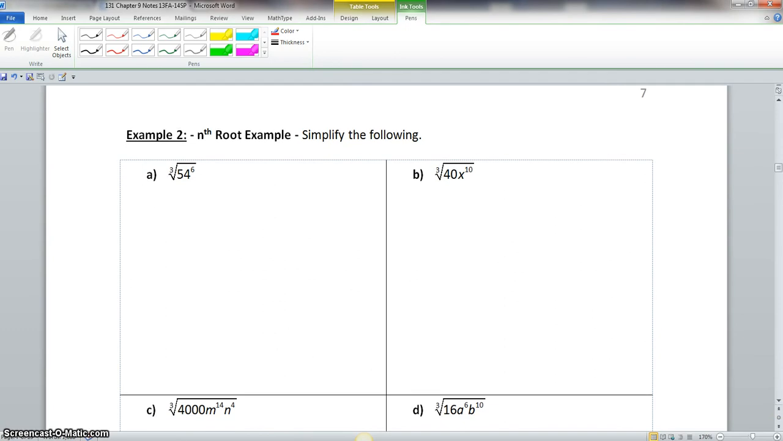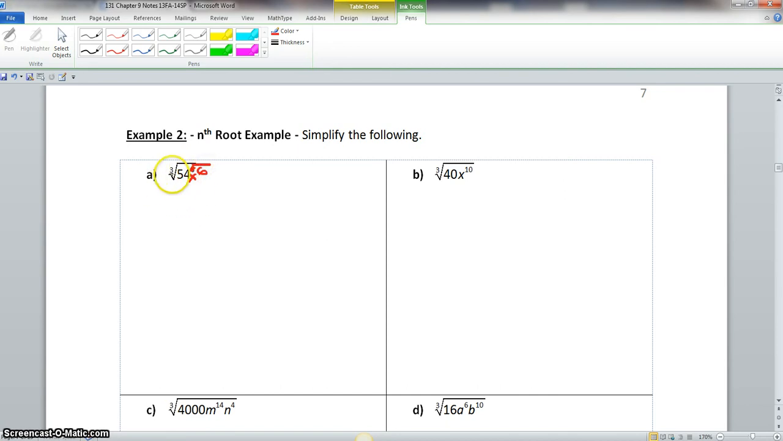Now, we come down to the next page here. Now, this page here is technically not required, but I'm still going to go over it anyway. Okay, now there was a slight typo here. It has 54 to the 6th power. It's supposed to be x to the 6th power. So it's supposed to be 54x to the 6th power under this radical.